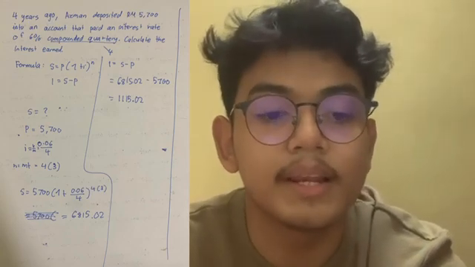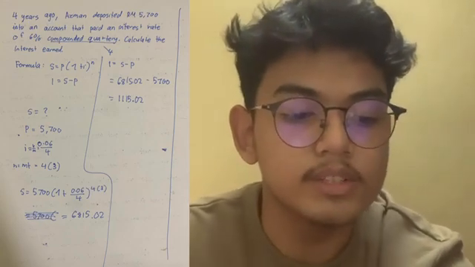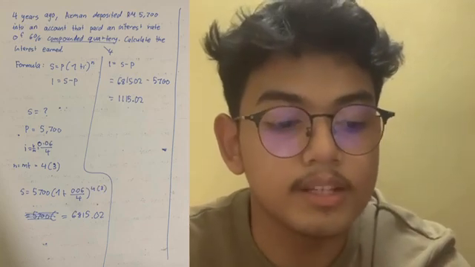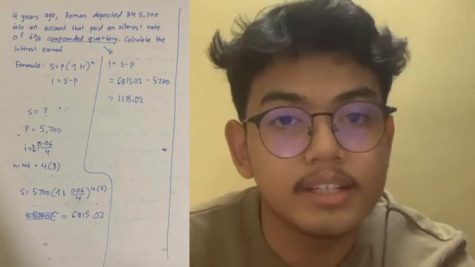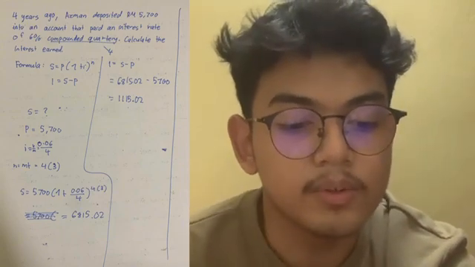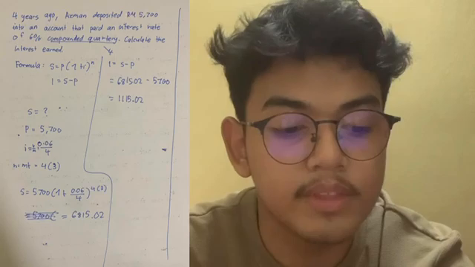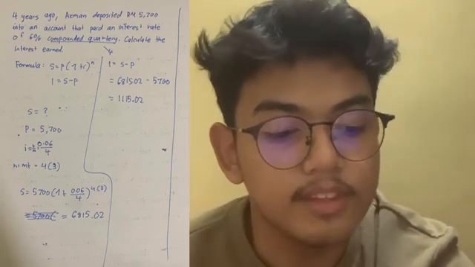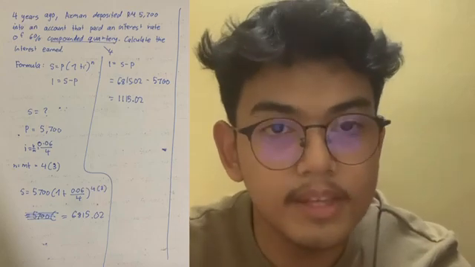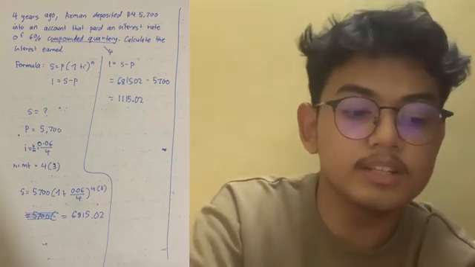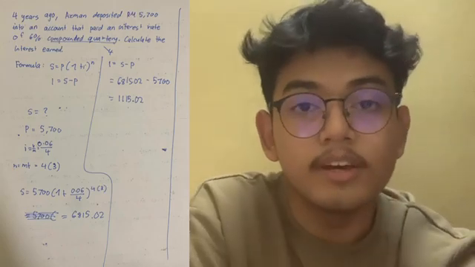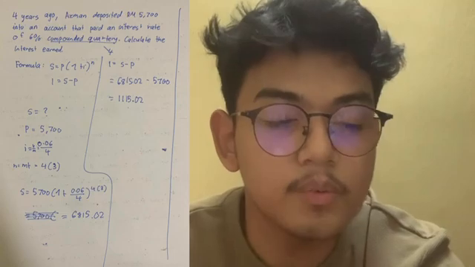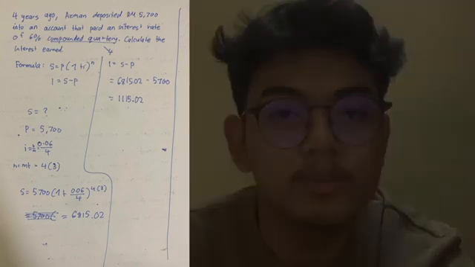6,815.2 cent. After that, we are using the second formula, which is I equals to S minus P, to get the interest. So I equals to S, which is 6,815.2 cent, minus P, which is 5,700. So the final answer for this question is RM1,115.2 cent.